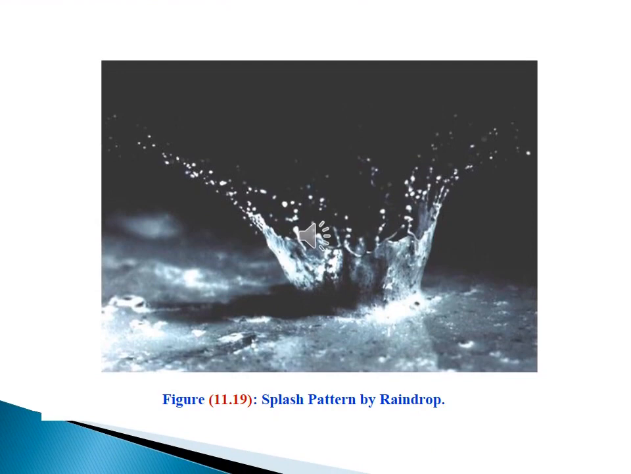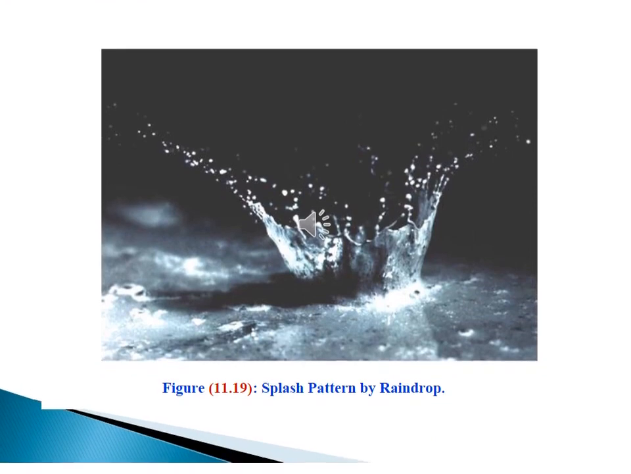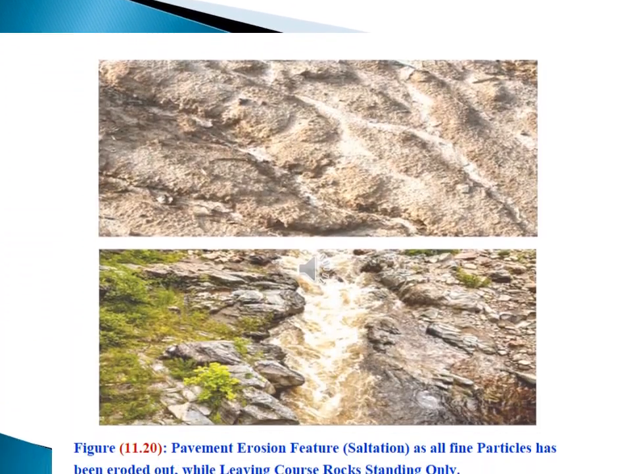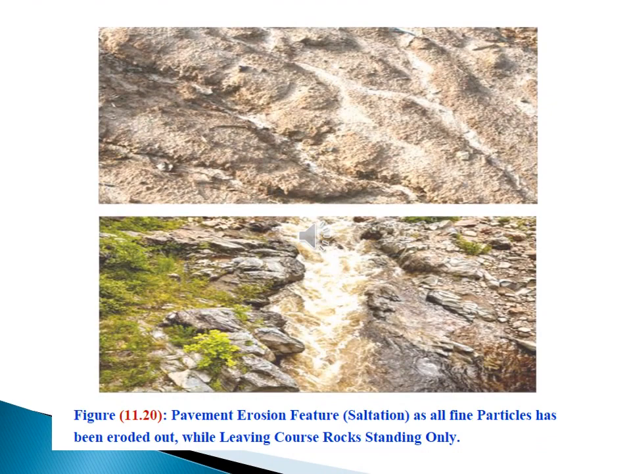Look, my dear, a figure showing the splash pattern by raindrops in front of you. Detachment and transportation cause removal and washing out of fine particles and materials, nutrients and clays also, which is known as the erosion pavement process, leaving only coarse particles and rock fragments on the soil surface, as shown in the enclosed figure. Look, my dear, a figure showing a pavement erosion feature, as all fine particles have been eroded, leaving only coarse rock standing, as shown in front of you.